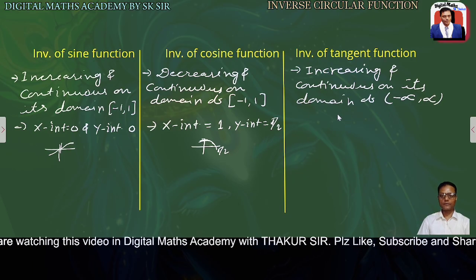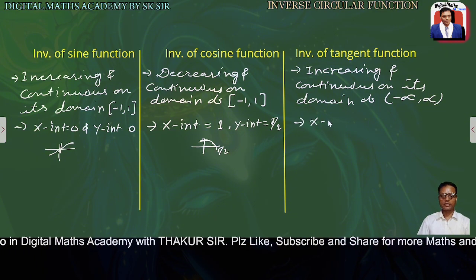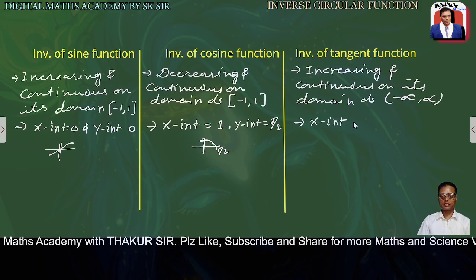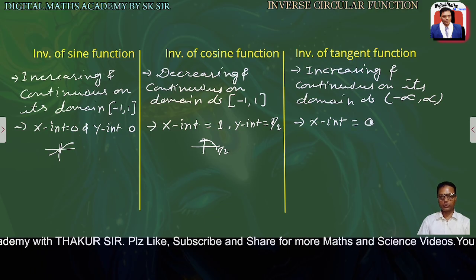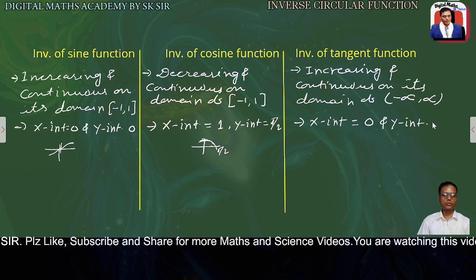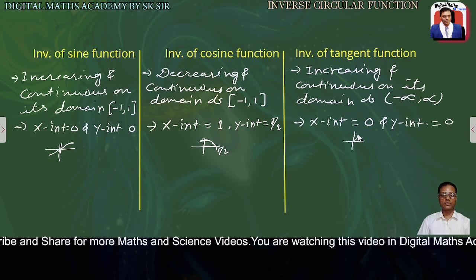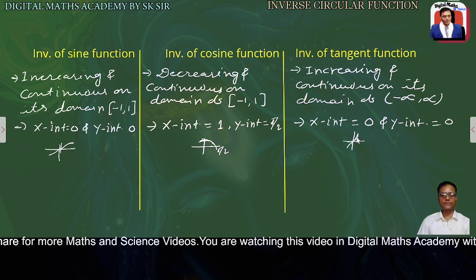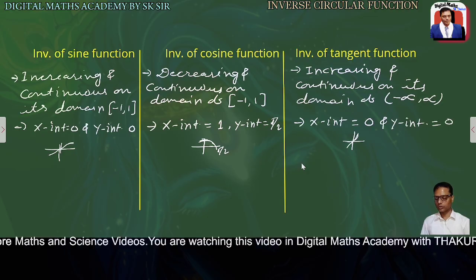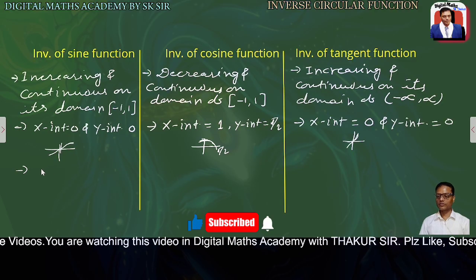And in the case of tangent, the x-intercept equals 0, and the y-intercept is also 0. We know that tan inverse is moving like this, so it's never cutting the x-axis or the y-axis elsewhere. Now the next one is that it is an odd function.